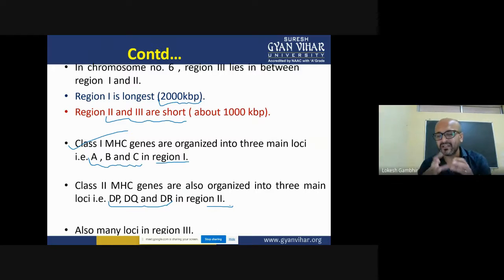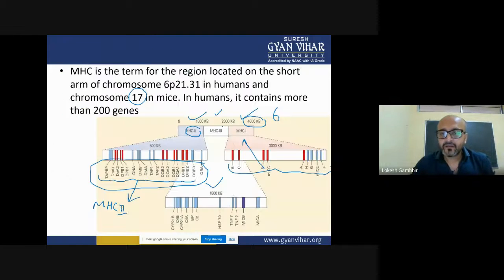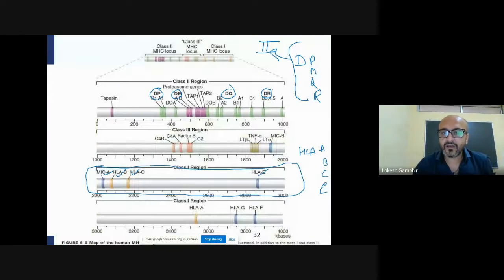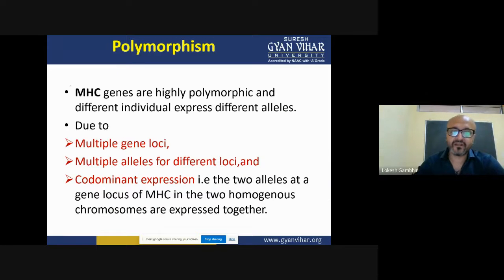Now, what is this DP, DQ, DR? These are the nomenclature for the regions present on chromosome number 6, representing the MHC molecule. These are the regions in which different genes are present, and these genes code for a functional MHC molecule. So this is a genetic map for the MHC loci, and we call it the human MHC genetic map.